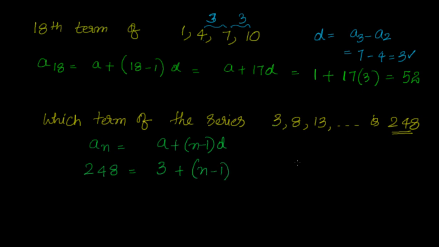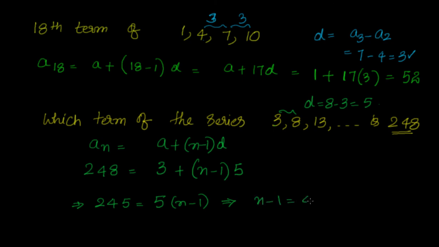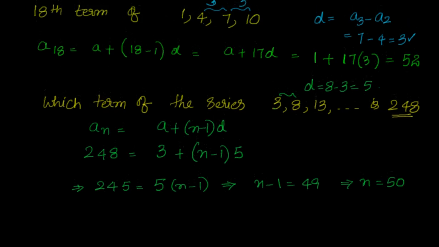I have to find n. What is d? d is 8 minus 3 or 13 minus 8, that is equal to 5. So if I simplify this, I will have 245 equal to 5 into n minus 1. After simplification, n minus 1 equals 49. That gives me n equal to 50. So the 50th term of this particular series is equal to 248.